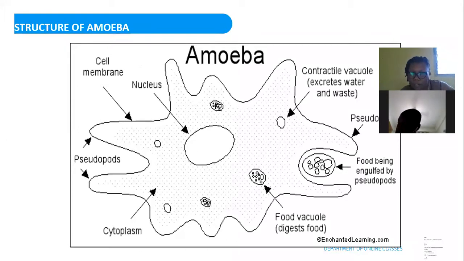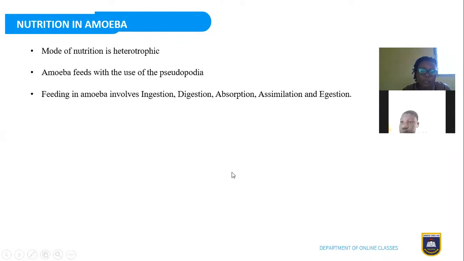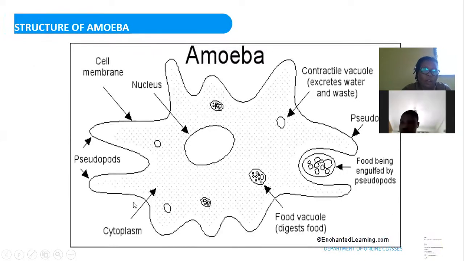And if you look at the characteristics or the features of amoeba, we can find the nucleus. This is the nucleus, where the arrow is pointing. We can find the contractile vacuole. We can find the pseudopodia. All these things are the pseudopodia. We also have the food vacuole, here. We have the cytoplasm. I told you that cytoplasm is the medium in which all other organelles are embedded. So these are the features that make up the amoeba, okay?